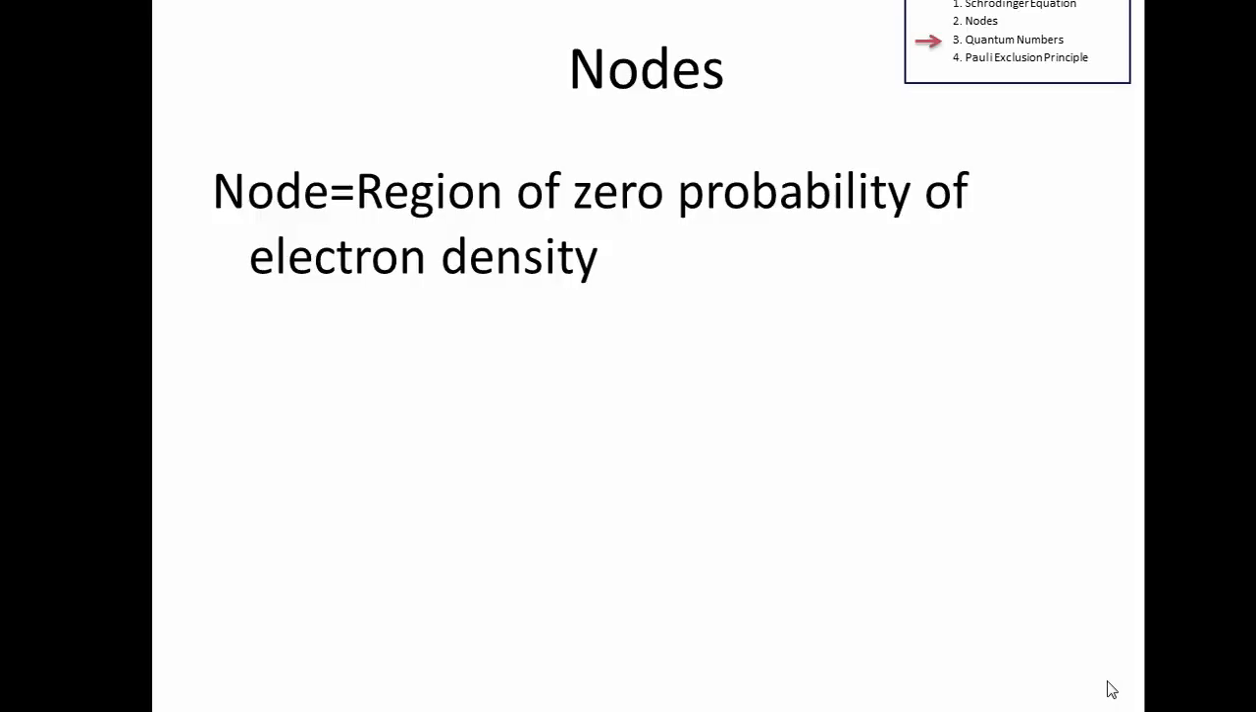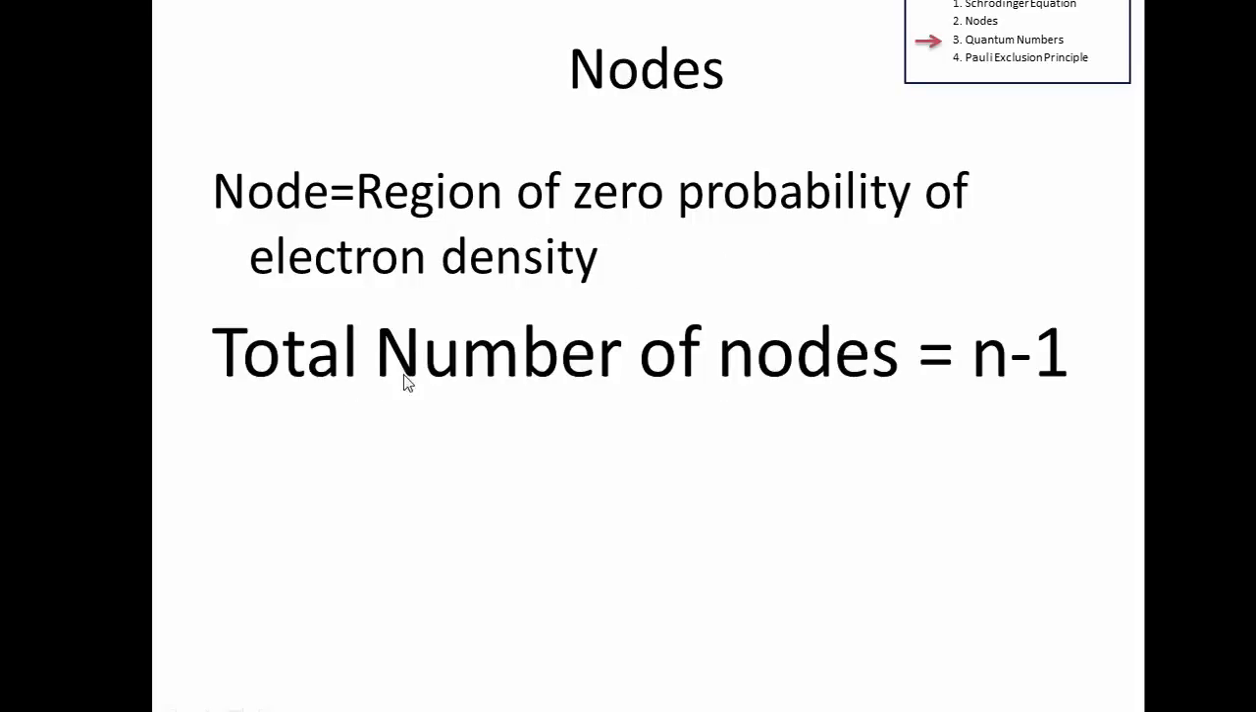We talked about quantum numbers, but an important part of quantum numbers that we need to talk about is nodes. So we already talked about how nodes are a region of zero electron density, or region of zero probability of electron density. If you know your principal quantum number for your atomic orbital, then you know your total number of nodes. Your total number of nodes is just your principal quantum number minus 1.